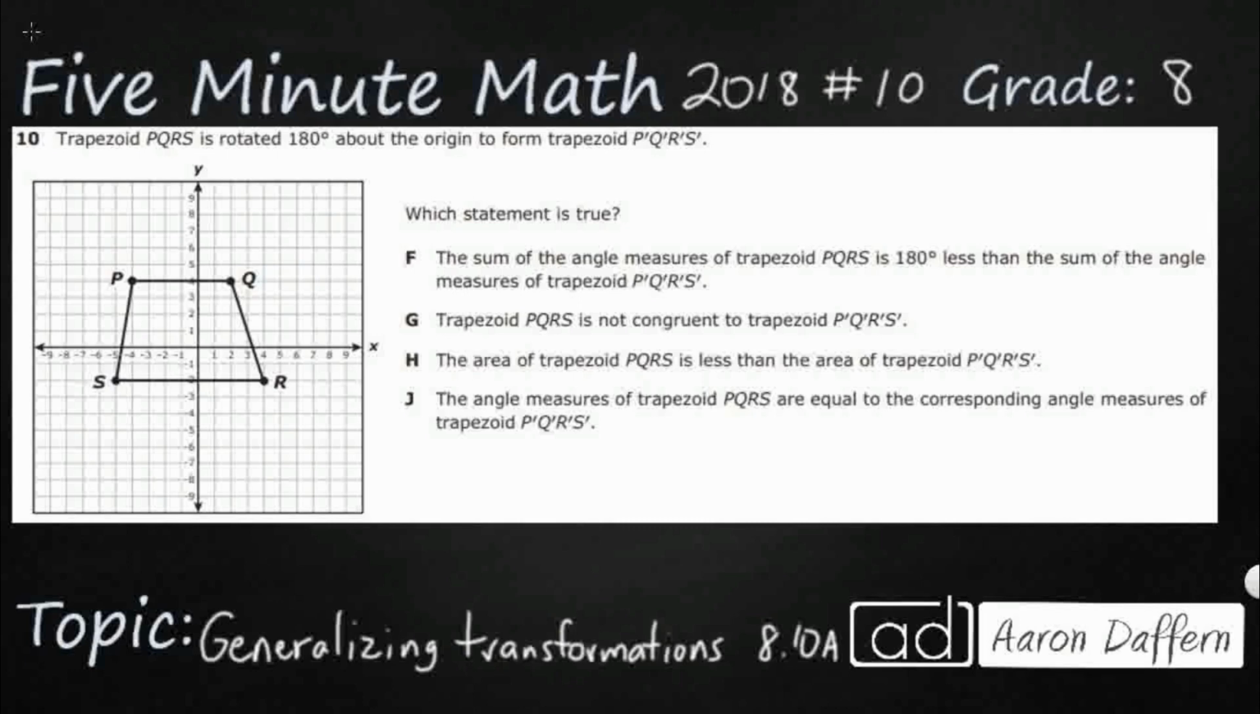So we've got a trapezoid here, and it's going to be rotated 180 degrees about the origin. It doesn't matter whether it's clockwise or counterclockwise because it's going to end up the same way. If you're going 180 degrees, that's half of a circle. But it's going to be interesting because this trapezoid is already in all four quadrants, so it's going to kind of be an overlapping new trapezoid into this PQRS prime.